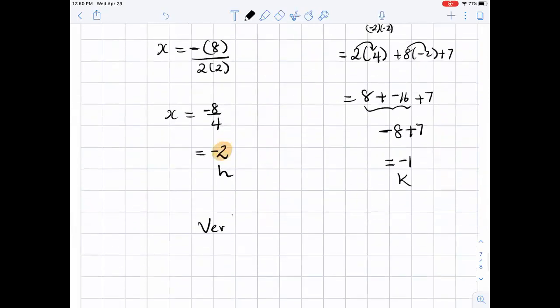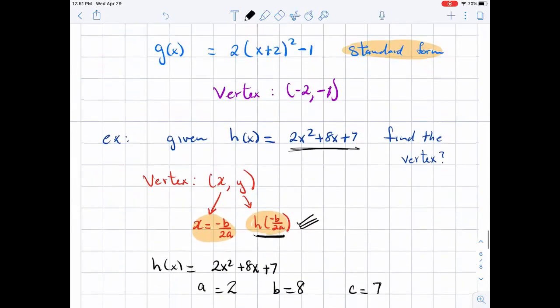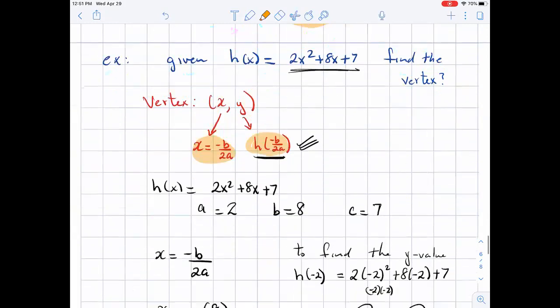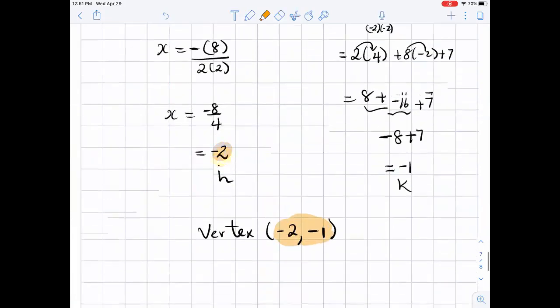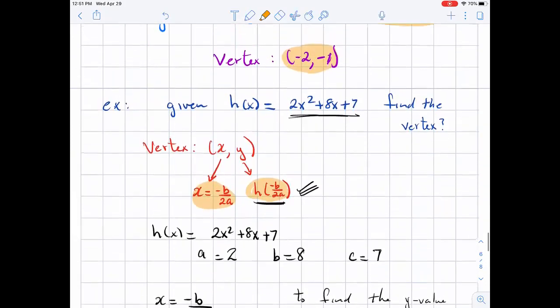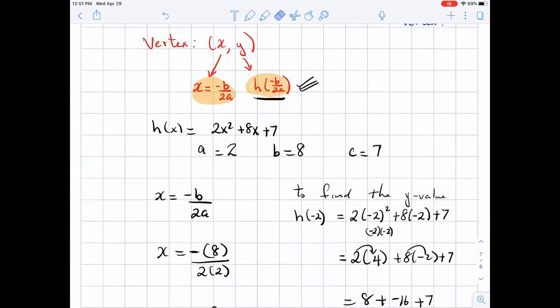So what's the vertex? -2 comma -1. Yeah, but do you see a problem? When we did this problem earlier, we said the vertex is -2, -1, right? Here, the vertex is -2, -1. So, if you think that completing the square is long, that's the problem. It is long, right? If you think it's too long and you are only asked to find the vertex and not anything else, then you have an option to use this formula. You have the option to use this formula.